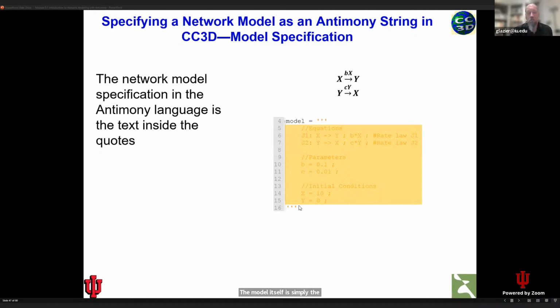Now, the model itself is simply the text inside of that string. The fact that the model is written as a string has some advantages and some disadvantages. It makes debugging a little bit harder. And so if you have typos that cause a crash, you don't always get informative errors.